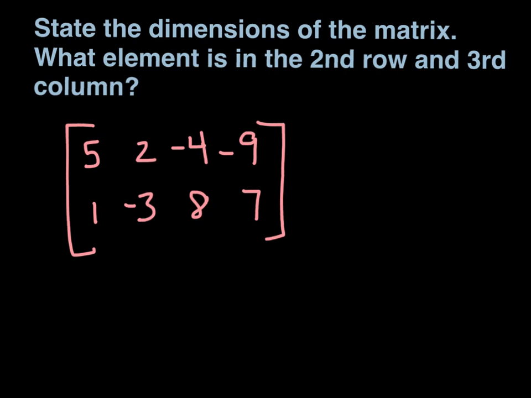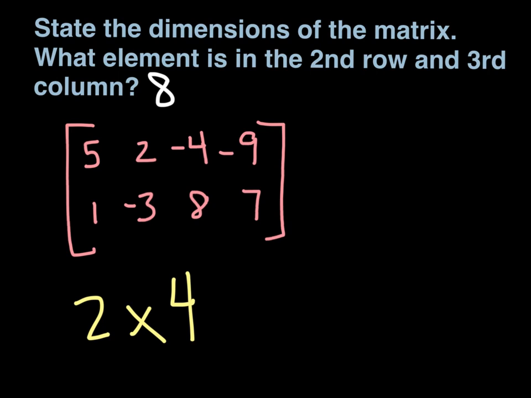All right, so let's try to state the dimensions of this matrix. We know that it's read rows by columns. This has 2 rows, so this is a 2 by, and then 1, 2, 3, 4 columns. So this is a 2 by 4 matrix. And what element is in the second row and the third column? I go to the second row, third column, and that number would be 8.